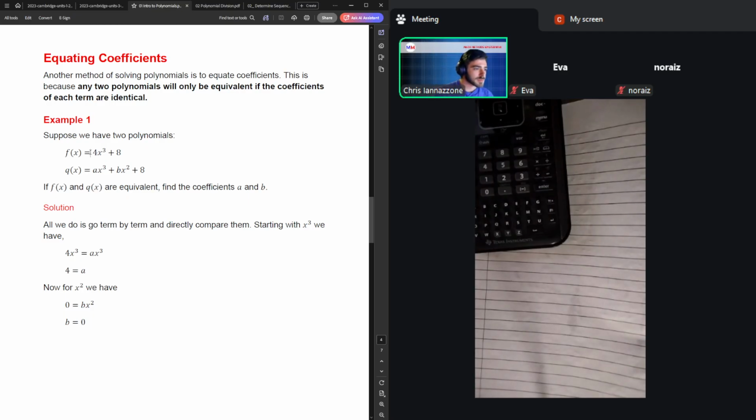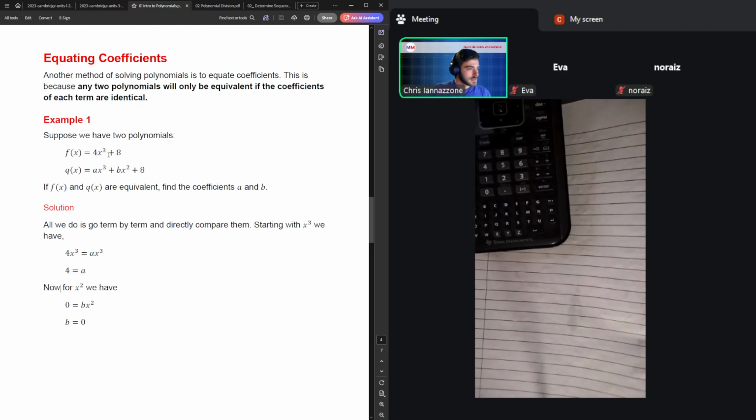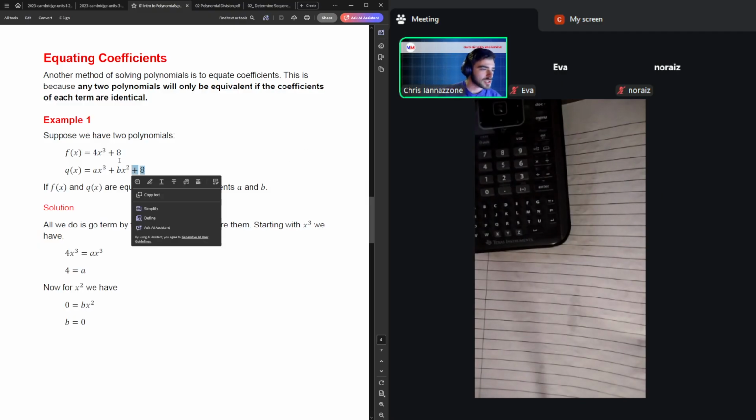So for example, these both have an x cubed. For them to be the same, 4 must be equal to a. In algebra, you just equate the two terms together and simplify everything else. In this case, this one does not have an x squared, but this one does. So the only way for these to be equal is if this b was 0, or in other words, would completely cancel out the x squared term. And we don't have to look at the constant. We already see they're the same, plus 8.